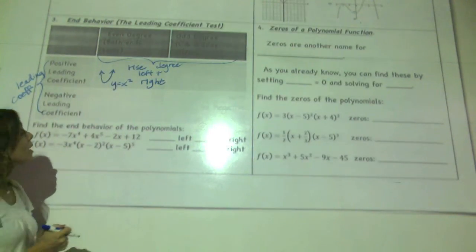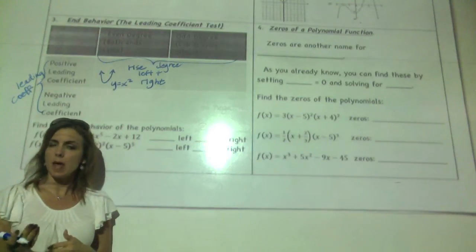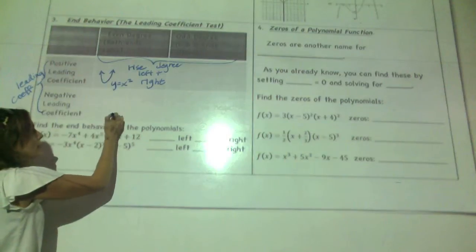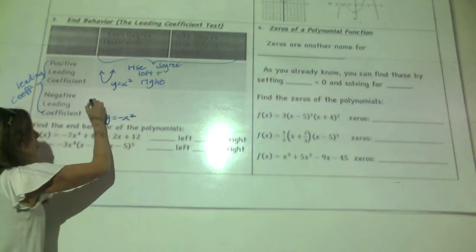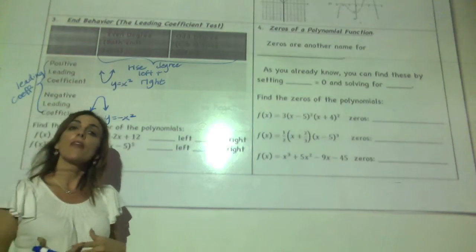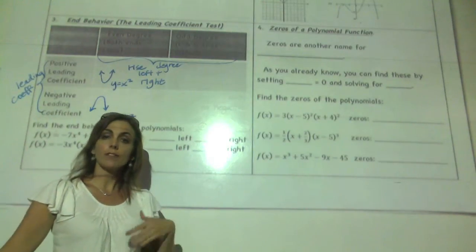Okay. What if the degree is even, but the leading coefficient is negative? Well, I think that's a lot like this. y is equal to negative x squared, which we know looks like this. Well, what's going on there? Falling left, falling right.